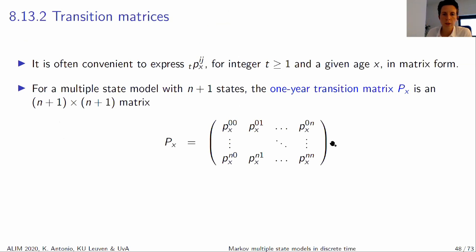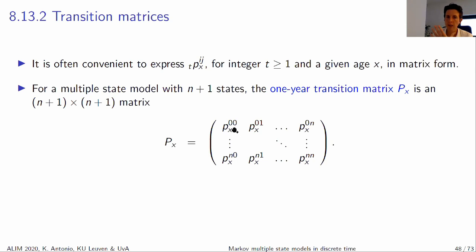We put all these one-year probabilities together in a one-year transition matrix, denoted here with Px. So Px is a matrix with dimensions n+1 by n+1, because I've got n+1 states. If I look at the rows in this matrix, then I'll see that the probabilities on one such row should add up to 1, right?